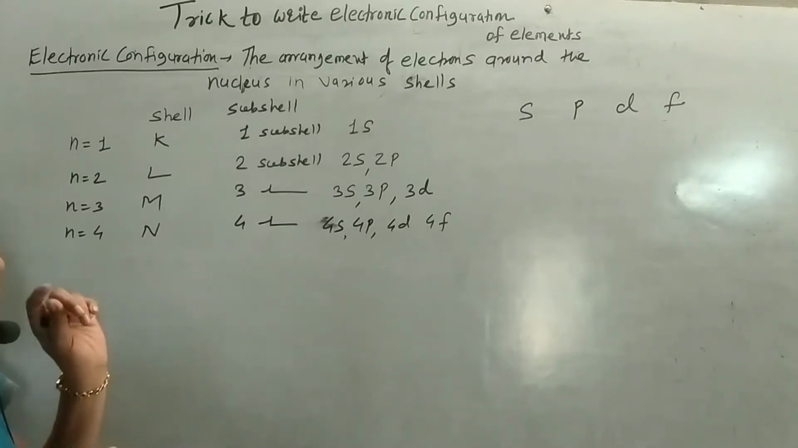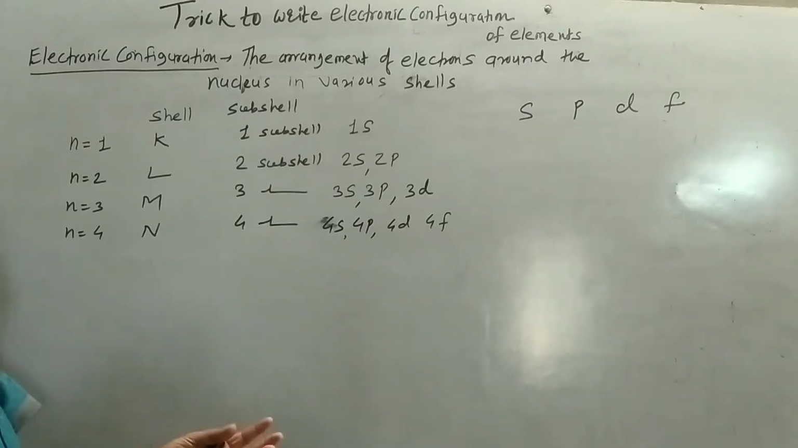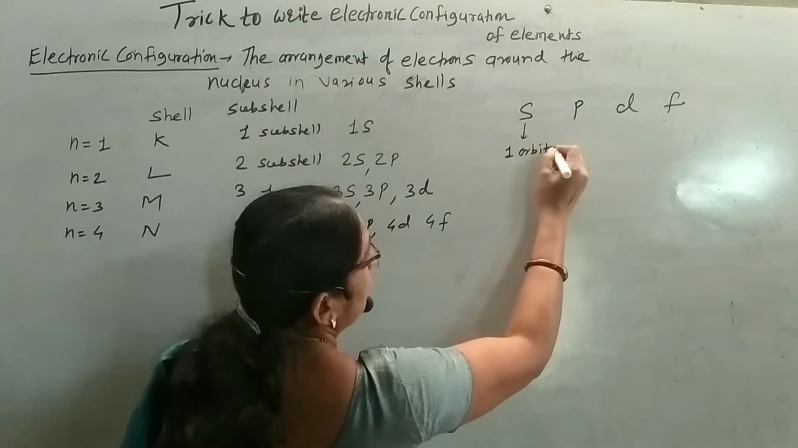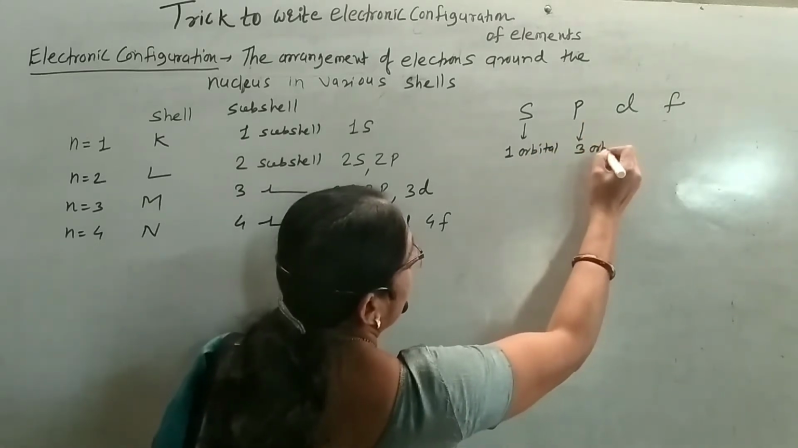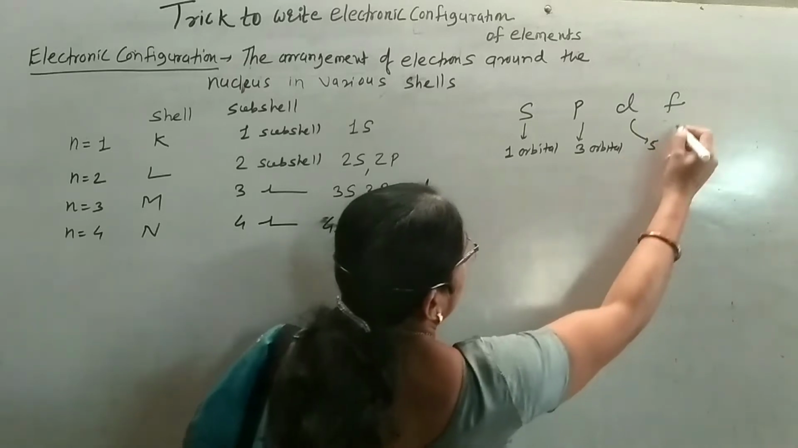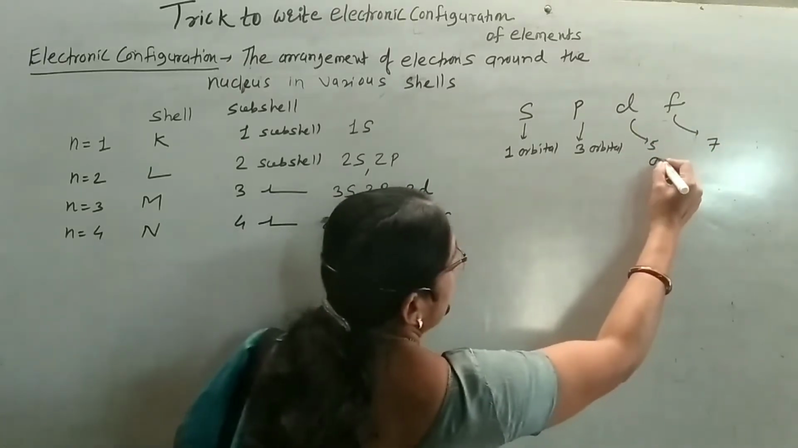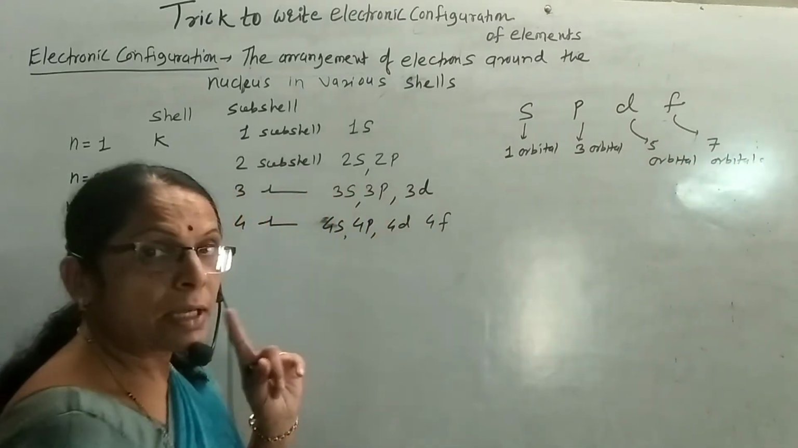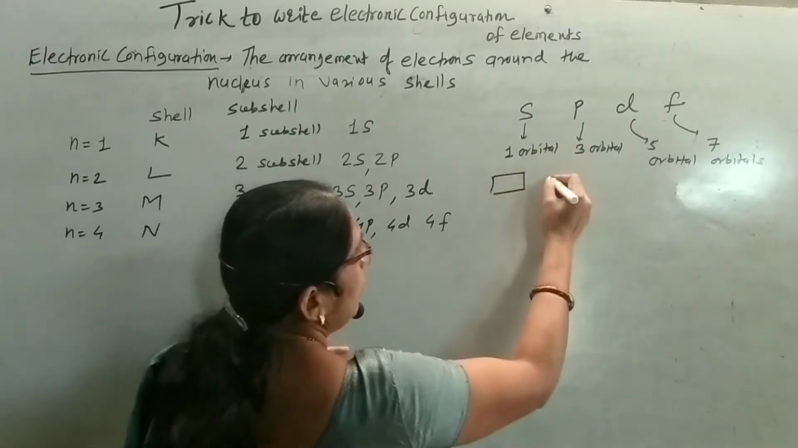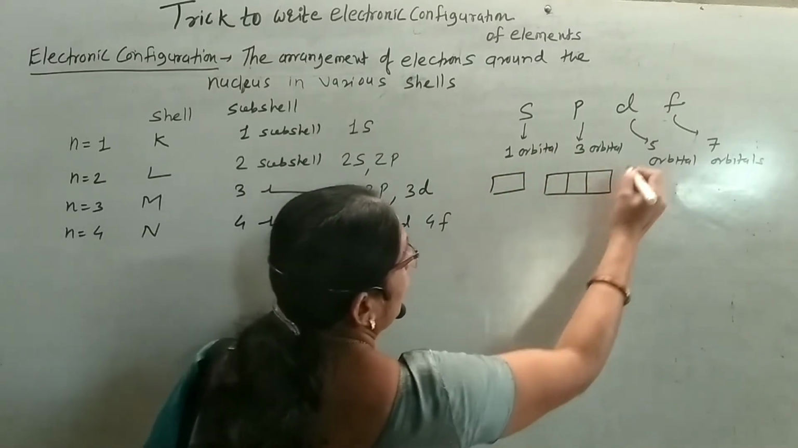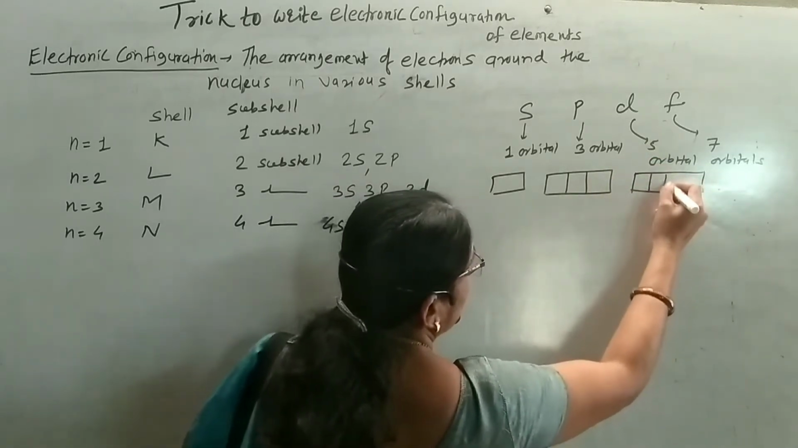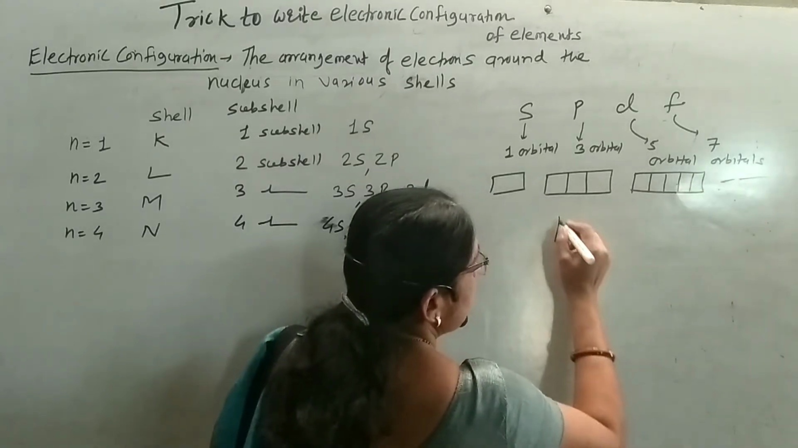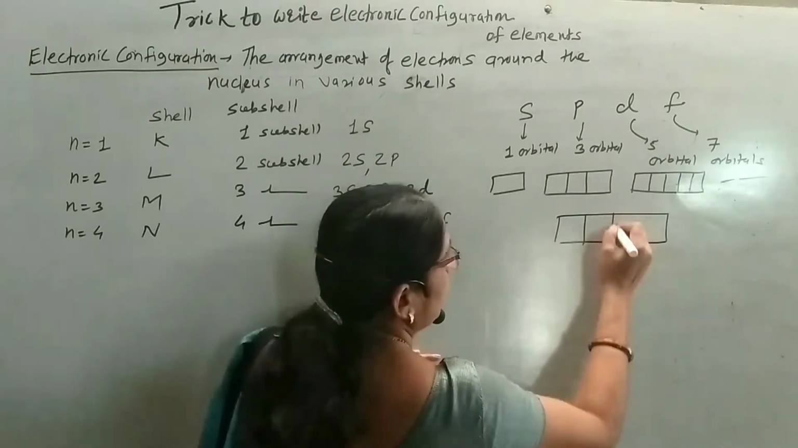It is observed that these subshells have orbitals. S has one orbital, P has 3 orbitals, D has 5 orbitals, and F has 7 orbitals. I draw here, like this, that S has only one orbital, P has 3, D has 5, and F has 7 orbitals.